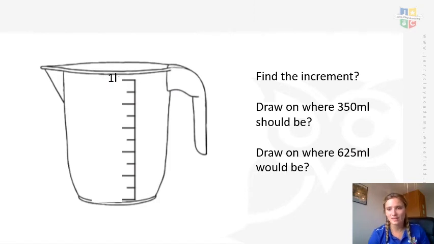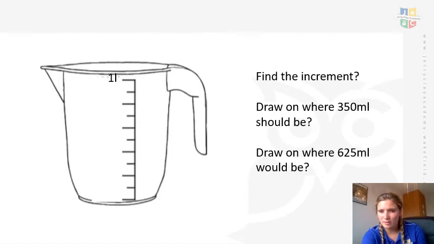Okay, so now we're going to have a look at this one, and we're going to see where it would fit. I can see that I need to work out the increments first. So I know that there's 100 millilitres, which goes up to 1,000 millilitres. So I'm going to count up to see what my increments are going to be. I'm going to put my finger on the screen and count up.